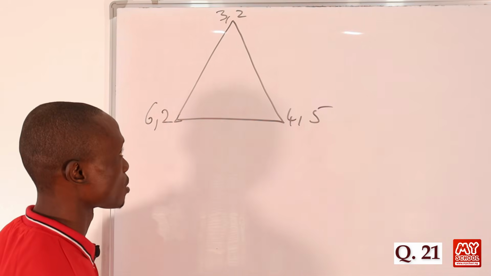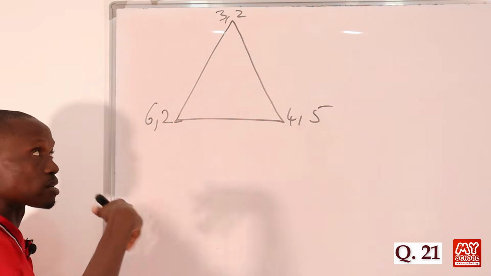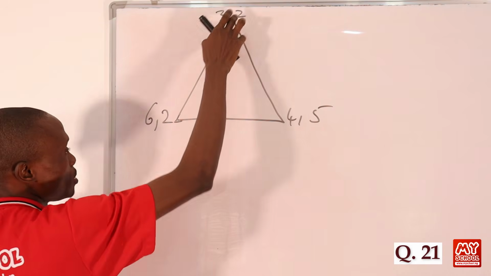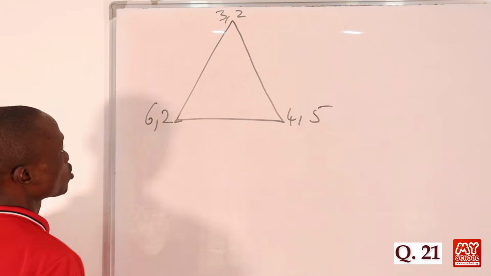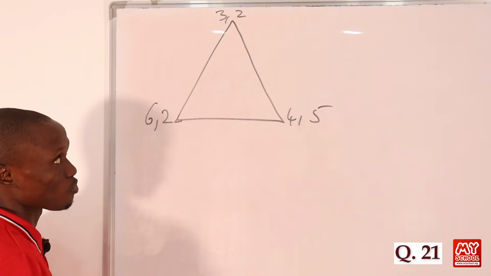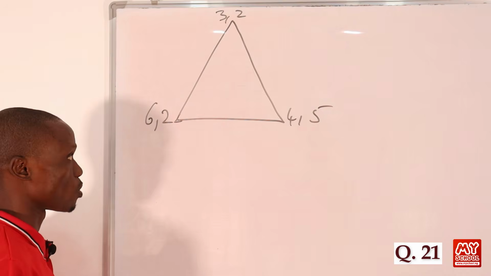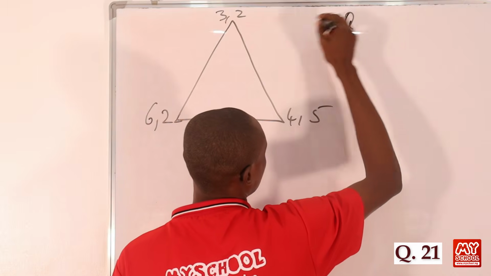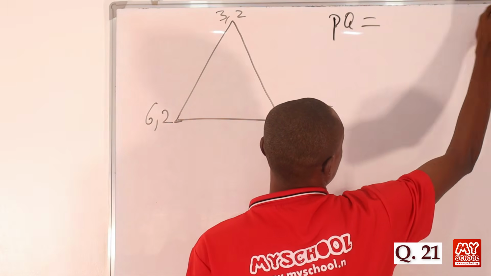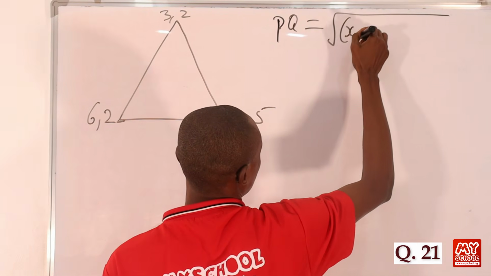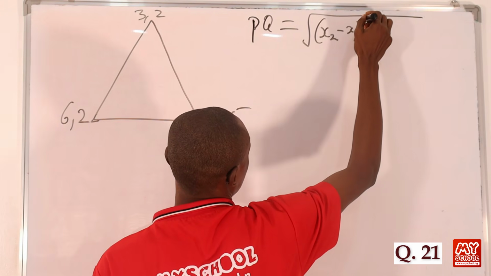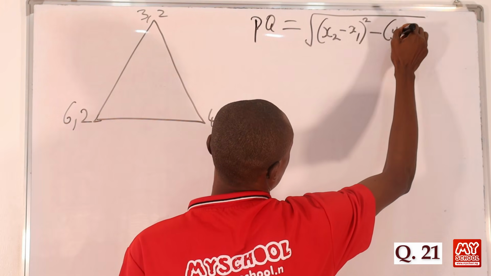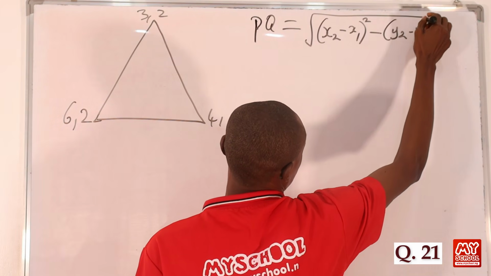Okay, so we know that perimeter simply means distance around the shape, right? So we need to first of all calculate the distance between these three points. To do that, we use the formula for calculating the distance between two points. Let's say we have P and Q as the two points, right? So the distance between them will be equal to the square root of x2 minus x1 in bracket raised to power 2, plus y2 minus y1 in bracket raised to power 2.